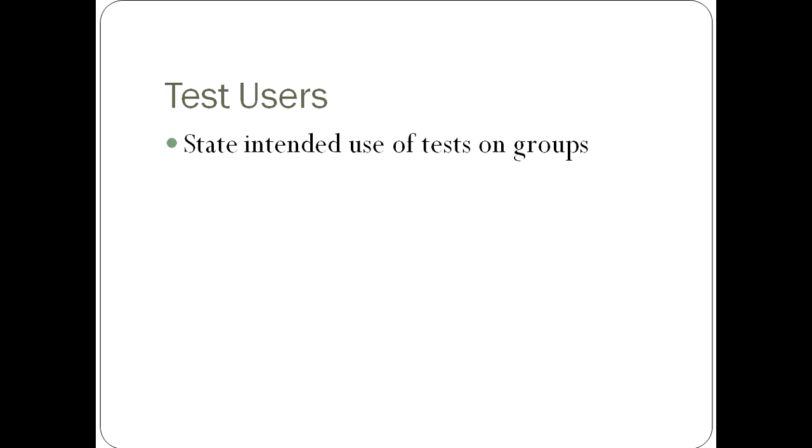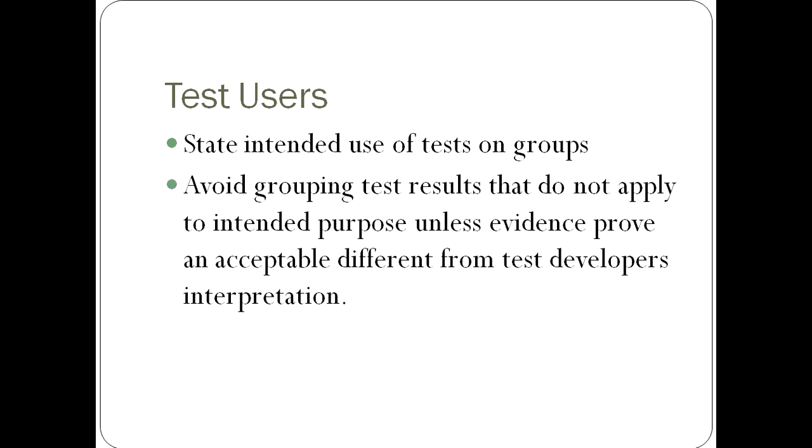Now, test users need to state the intended use of the tests on groups. In other words, they need to say, you're taking this test because we want to know how you feel about yourself at age 12 versus age 14. They just need to be very clear as to the intention of the tests and who they're testing. They need to avoid grouping test results that do not apply to the intended purpose unless, once again, there is evidence to prove an acceptable difference from the test developer's interpretation.